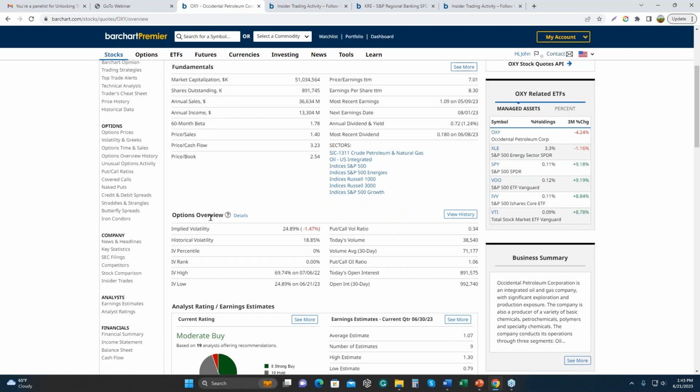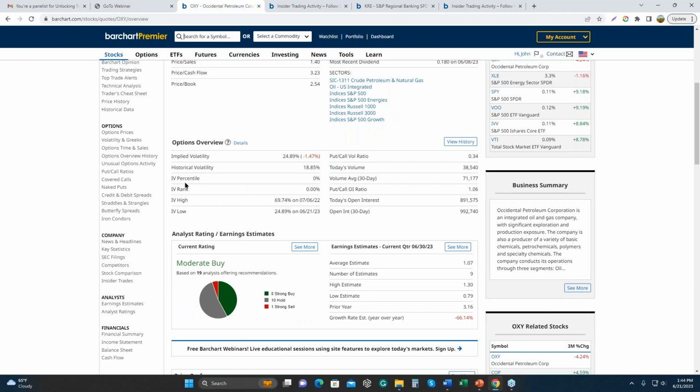And if we look at the options overview for Occidental, we can see that when we want to sell options or collect premiums, we really want to see the implied volatility at an elevated level. That will tell us that our premiums are bloated, or that there's value in them for us as sellers. And what we can see here is today that our implied volatility on a percentile basis and a rank basis is literally at the lowest value that it's been over the last year. So there's the reason why there's not a lot of meat on this bone: our implied volatility is low.